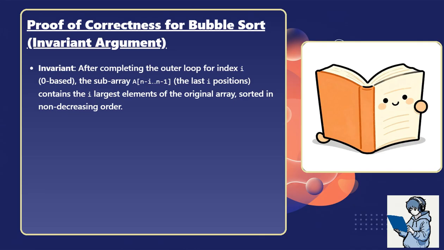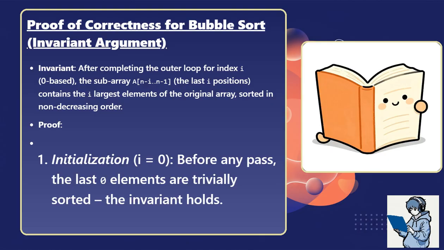Invariant: after completing the outer loop for index i, 0-based, the subarray A from n-i to n-1, the last i positions, contains the i largest elements of the original array, sorted in non-decreasing order. Proof. Initialization: i equals 0. Before any pass, the last 0 elements are trivially sorted, so the invariant holds.